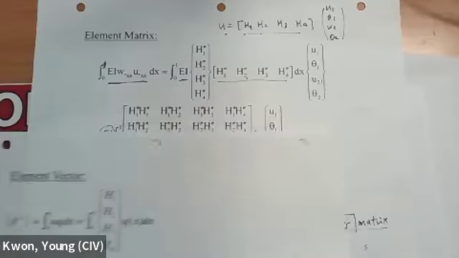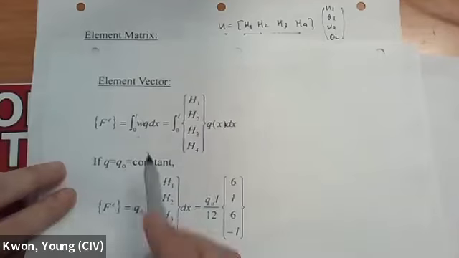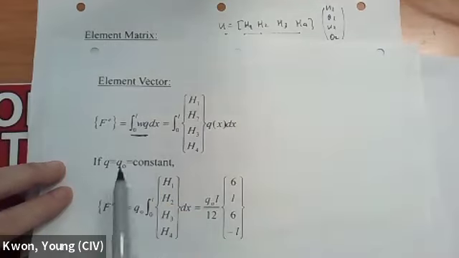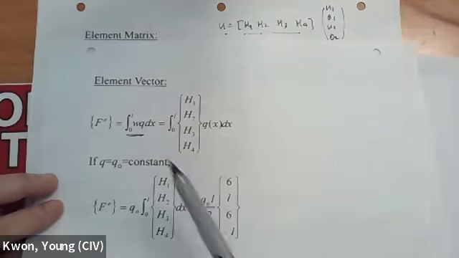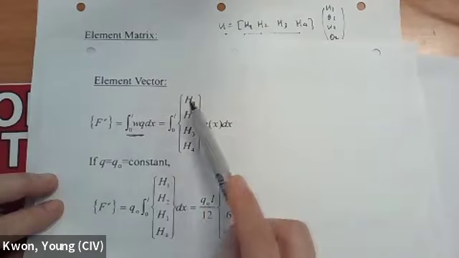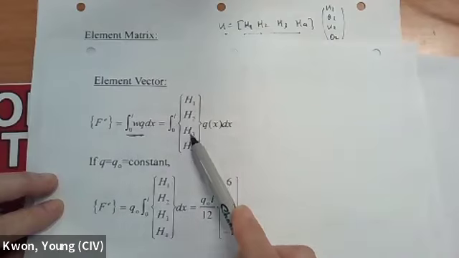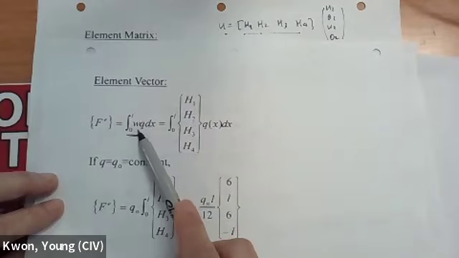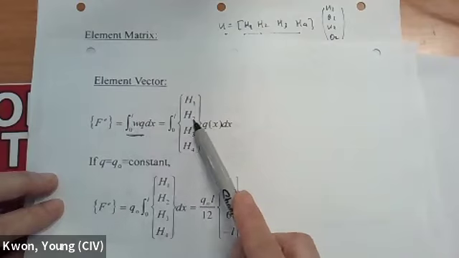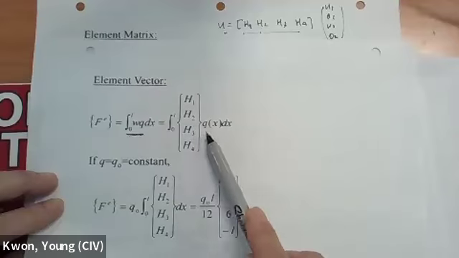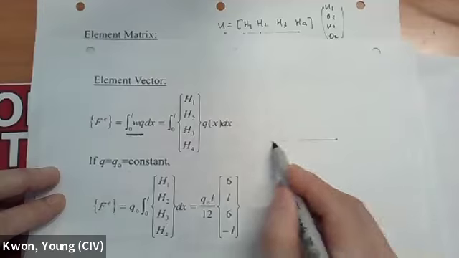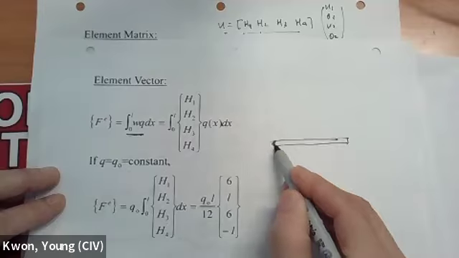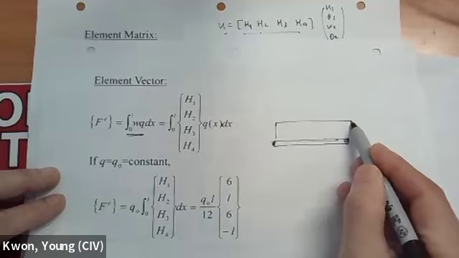Then what about element vector? This term, W times Q. Again, using Galerkin's technique, repeating the same thing. Test function is replaced by shape function, 1, 2, 3, 4 shape function. This one does not have any derivative. So shape function H1, H2, H3, H4. And Q is whatever function we know. You have to carry out the integral. But if Q is going to be constant in one element, you got the constant Q.